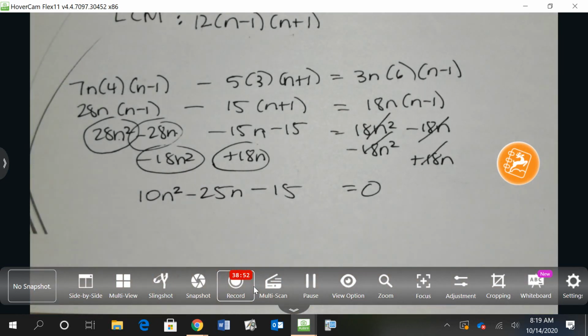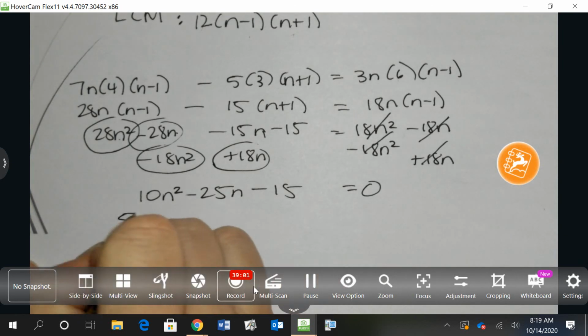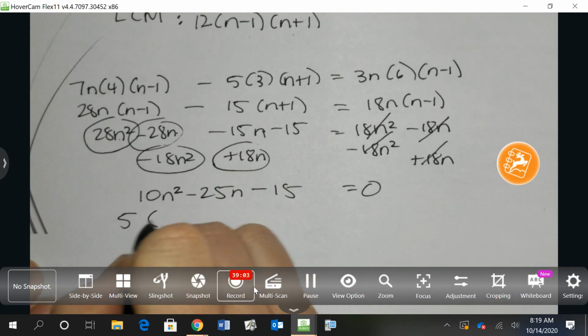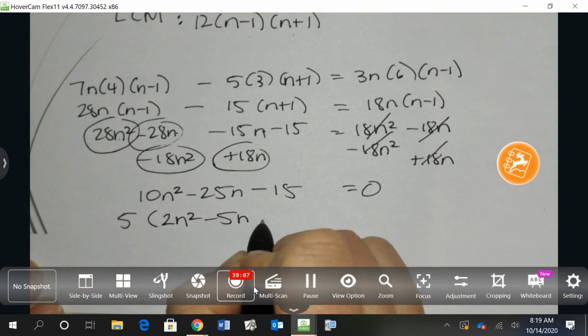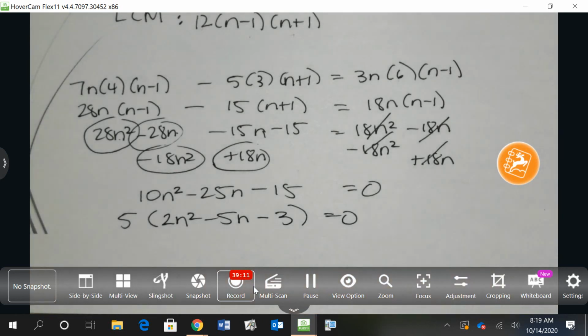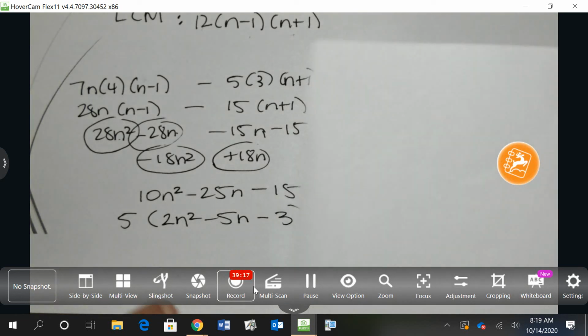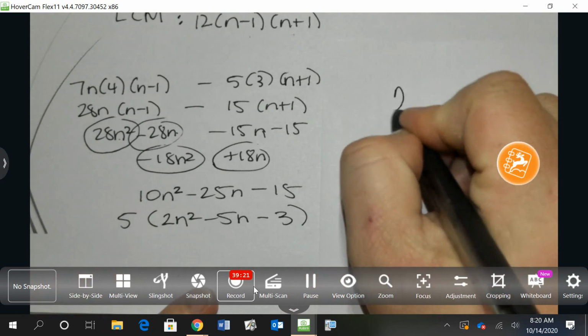How do we solve that? Remember, we have factoring, quadratic formula, or completing the square. Well, I can see all of these are divisible by 5, so I'm going to pop a 5 out, and I'd have 2n squared minus 5n minus 3. Now, I always choose to try to solve using factoring first because I think it's just a little bit easier method.